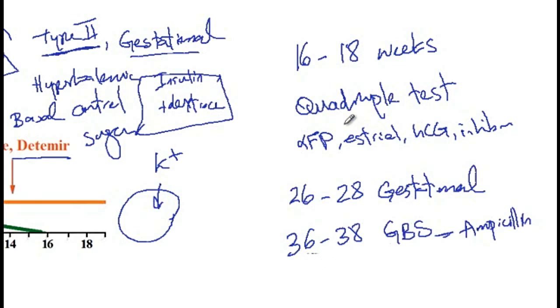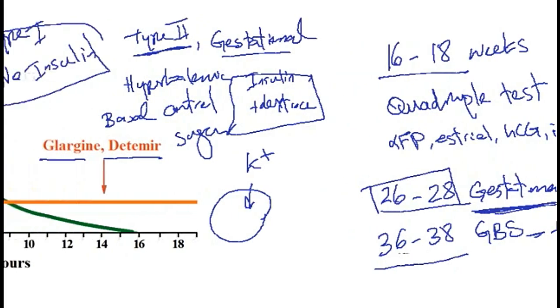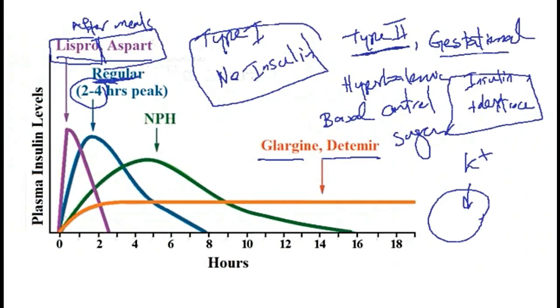In any case, the reason I just told you about these guidelines is that it's like 16 to 18, 26 to 28, and 36 to 38. So this way you can memorize it. And it's at 26 to 28 weeks gestation that you will give a glucose challenge test. And if the mother is having gestational diabetes, then you will treat them with the insulin injections. In any case, these were the different types of insulin injections.